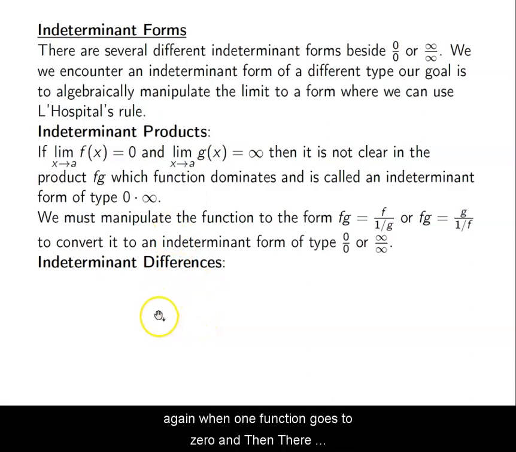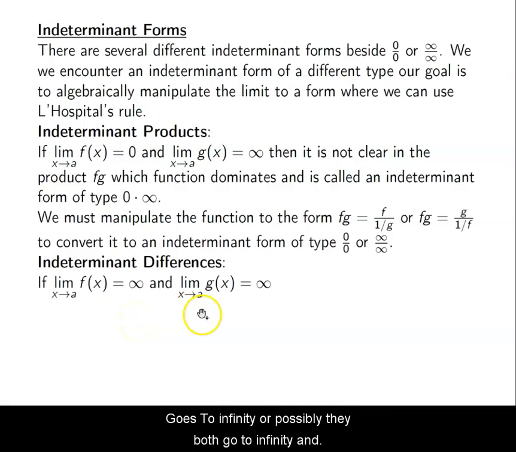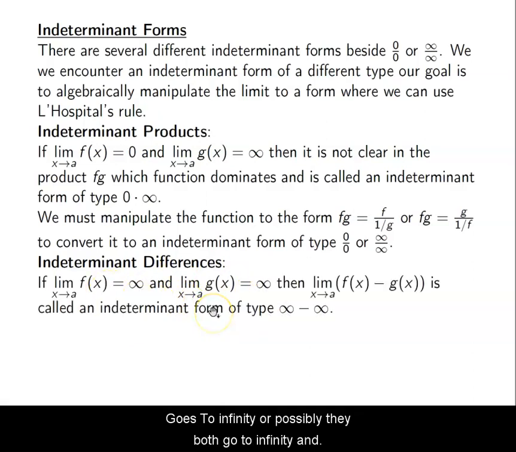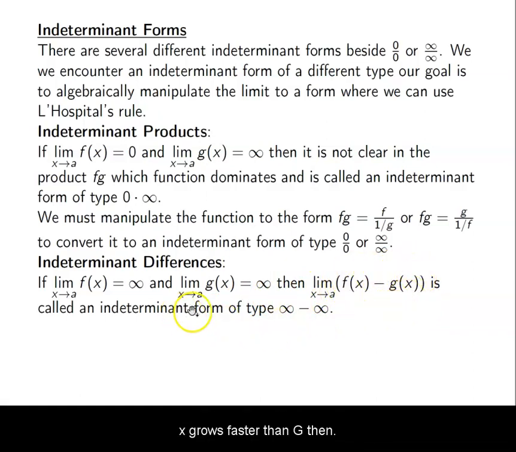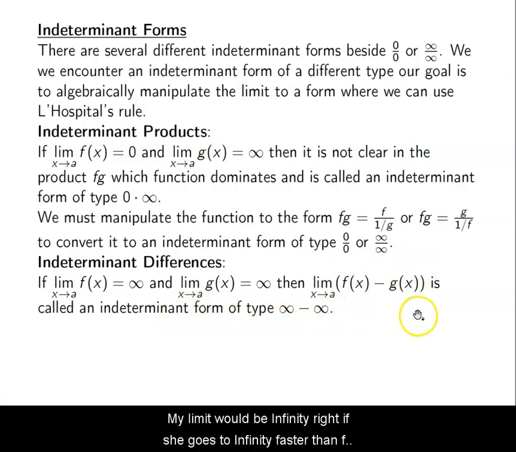Okay. We also have indeterminate differences. This is, again, when one function goes to 0 and another goes to infinity, okay, or possibly they both go to infinity, and you don't know which one goes to infinity first, right? If f of x grows faster than g, then my limit would be infinity, right?